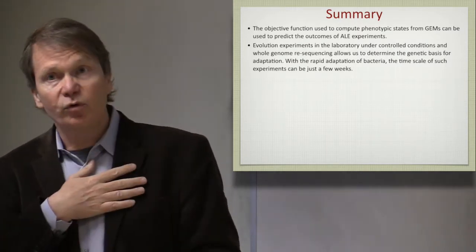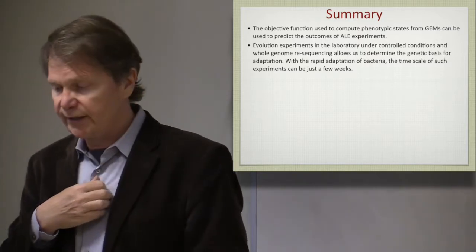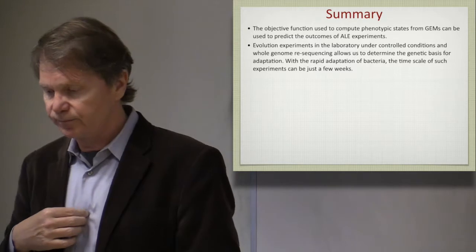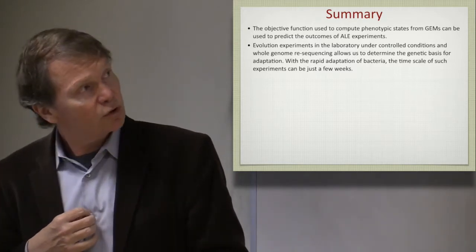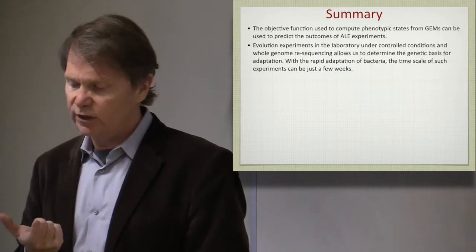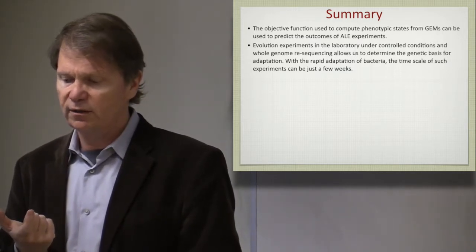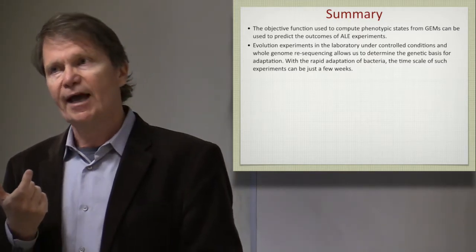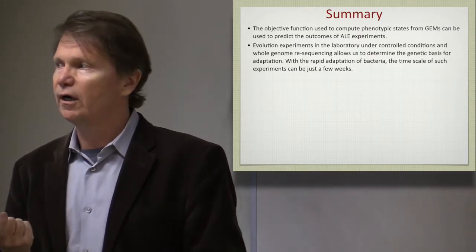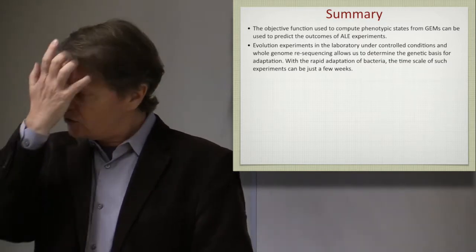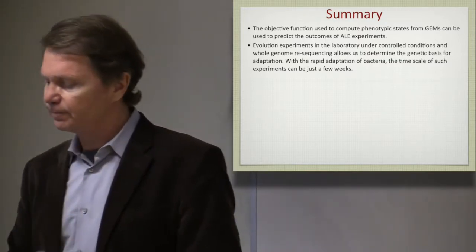So these evolutions are done in a controlled environment, and now cheap resequencing is possible. And what is also nice about bacteria is that the time scale of the experiments is short. You get a lot of cells, and you can repeat the experiment over and over again. That hasn't stopped people from doing these sorts of experiments with more complex animals.